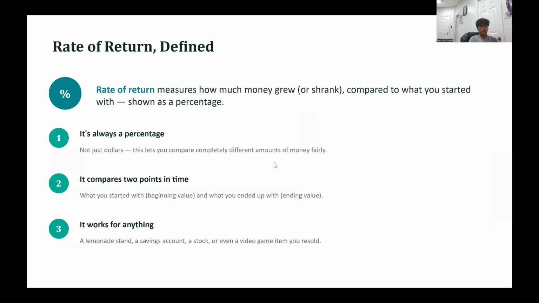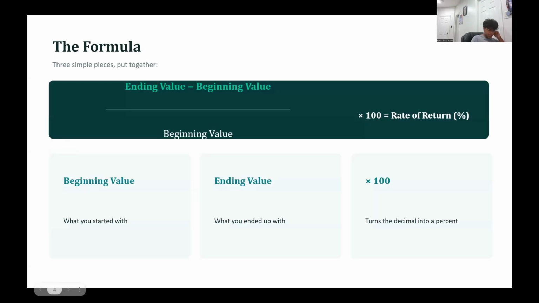All right, now we go on the definition. Rate of return measures how much your money grew or shrank compared to what you actually started off with. And it shows as a percentage normally, not like a dollar amount. That's the key part. It's always a percentage. Why does it matter? Because a percentage lets you compare things fairly, even if the amounts of money are totally different. It works whether we're talking about a lemonade stand, a savings account, a stock, or even reselling a video game skin.